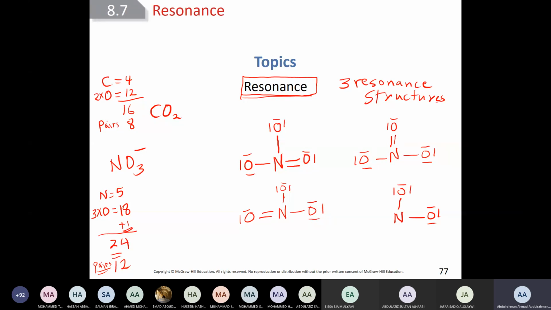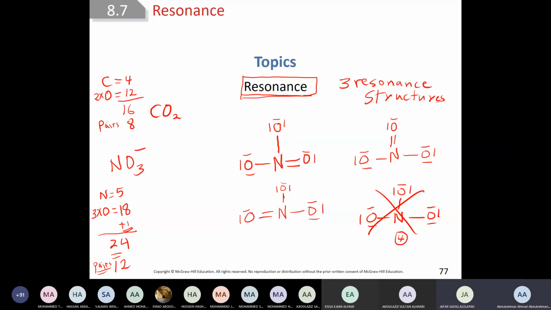And count the pairs, by the way. I wanted to count the pairs. Is this correct? 1, 2, 3, 4, 5, 6, 7, 8, 9, 10, 11, 12. Is this an acceptable structure? The last one, which is structure 4, is it acceptable? No, because nitrogen will have 6. This is wrong.